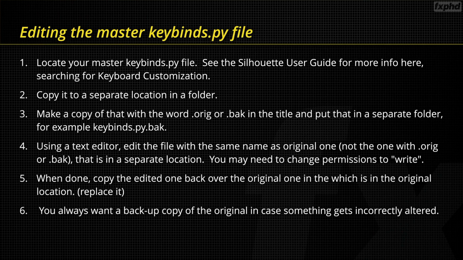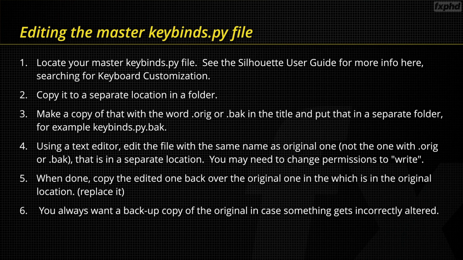and then make a copy of that with the same name and also a copy of it with the word .orig or .back in the title. Then you have to edit the file with the same name that it's residing in a different location, say like in a folder inside that directory. And after editing it with whatever custom text editor that you like to use, and you might have also changed the permissions on the file. If you just have read permissions, you might have to change it so you have write as well.